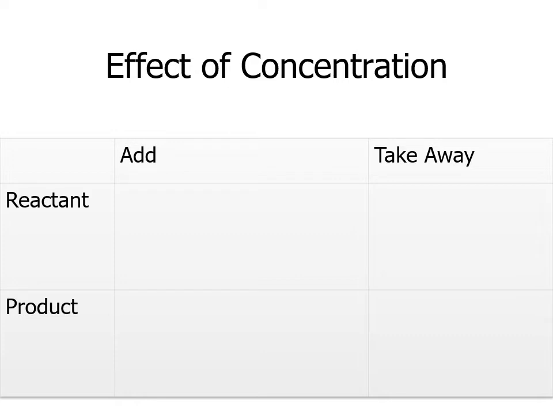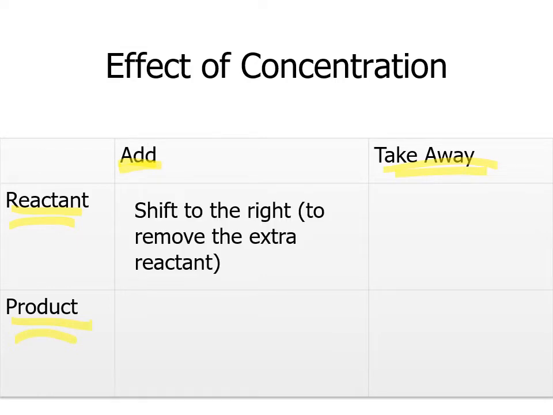So, effect of concentration. Essentially we have four options here. We can add a reactant, or we can add a product, or we can take away a reactant, or we can take away a product. So the effects are, if we add a reactant, it's going to shift to the right, and it will be using up that reactant that you've just added, because a shift to the right means that it's using the reactants and it's making more products.